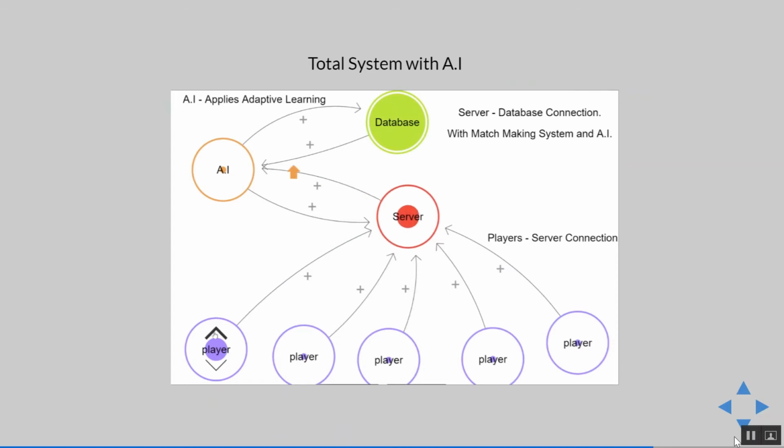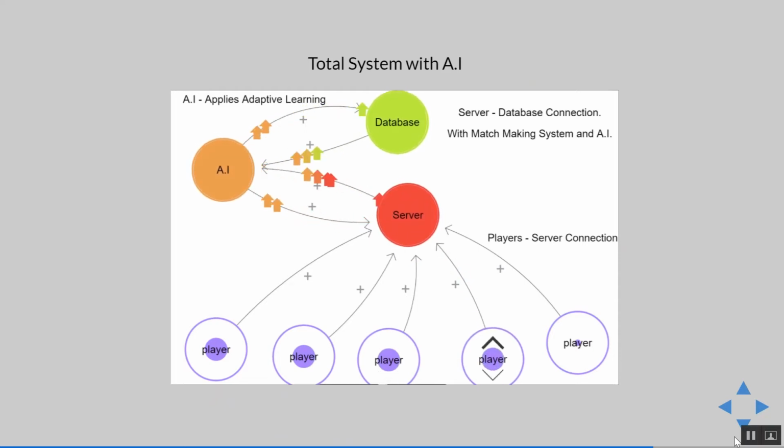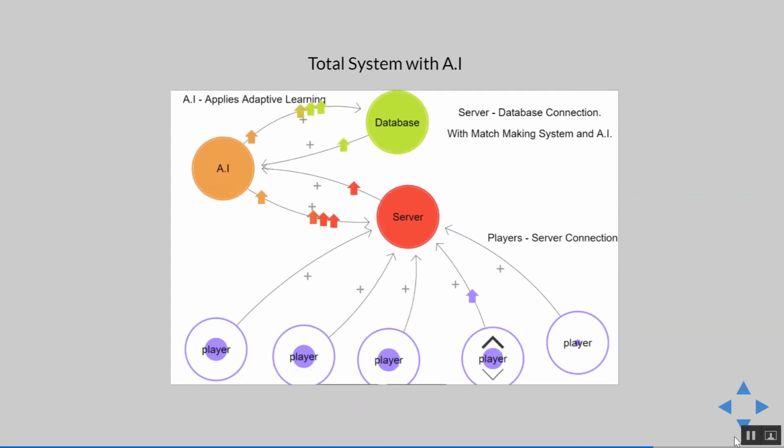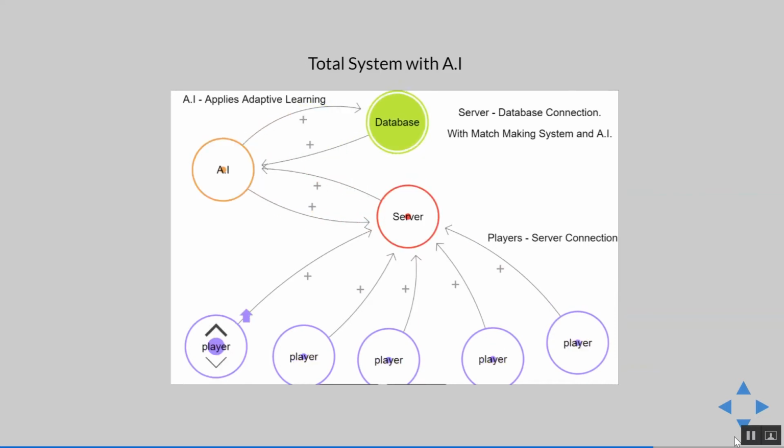So the final system integrated with the AI pretty much looks like this. All the players are connected to the server, and the server utilizes artificial intelligence and the adaptive learning system to understand the player's skill level and also the question's difficulty level, so that the server can know what sets of questions to distribute to what kinds of players.